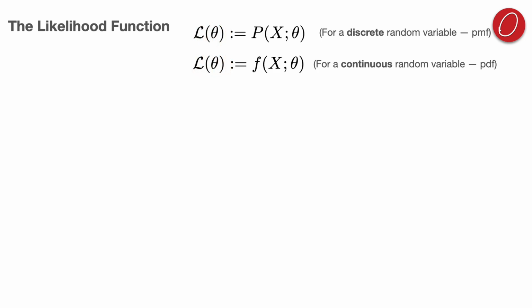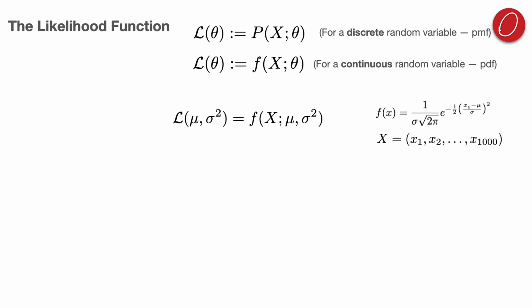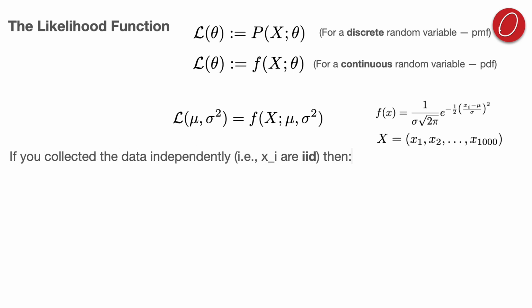So, what does this look like in our case? In our case, we have that the likelihood is a function of the mean and the variance, because those are our model parameters. And x is our 1,000 values we already collected. So you can see that the likelihood function is really only a function of the parameters, because they are the only unknowns here.